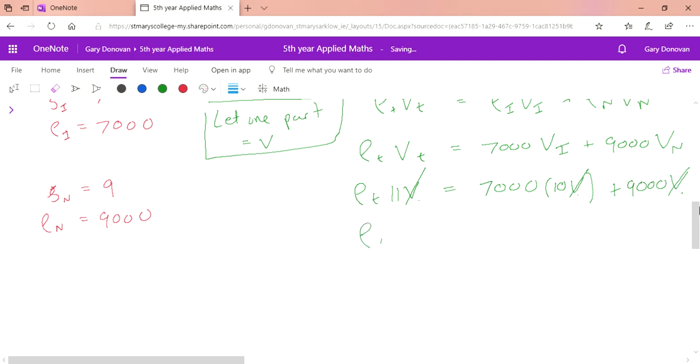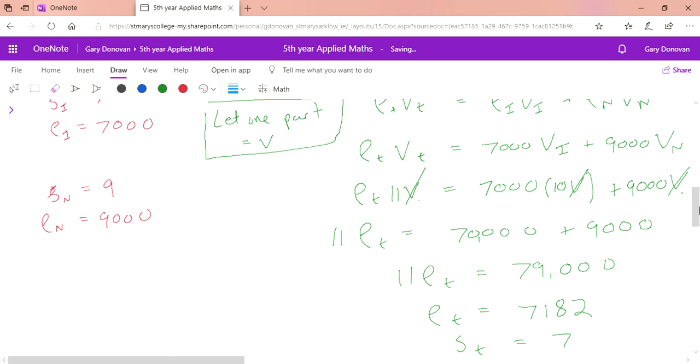And I'm left with 11 rho T equals 7,000 times 10, which is 70,000, plus 9,000. So 11 rho T equals 79,000. Divide across by 11 and you'll get rho T equals 7182. So the total relative density is 7.182. So that's one way of approaching it.